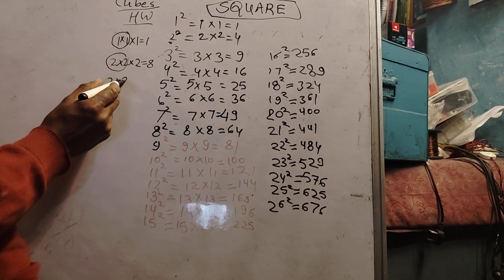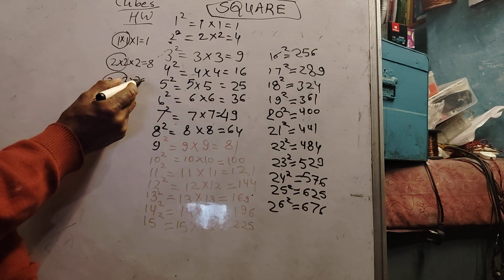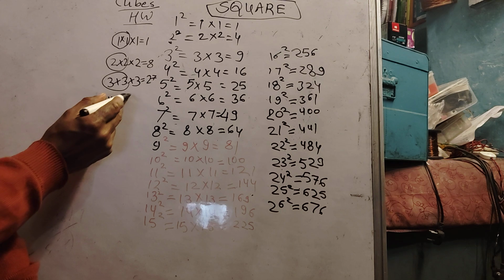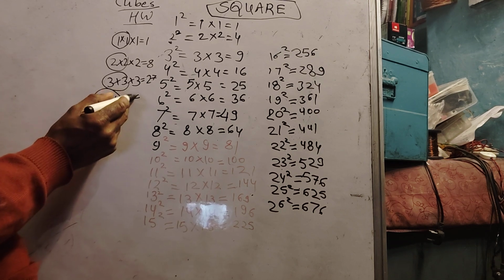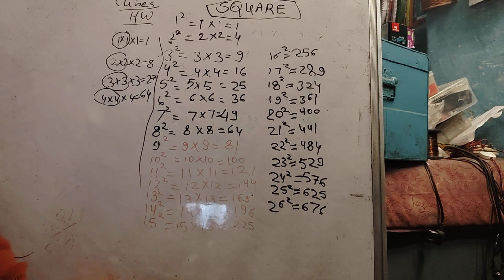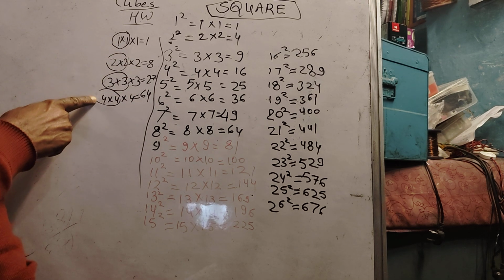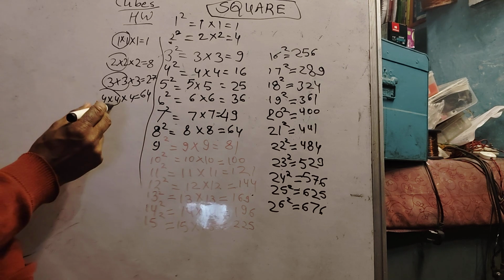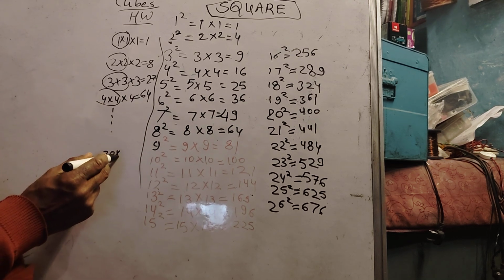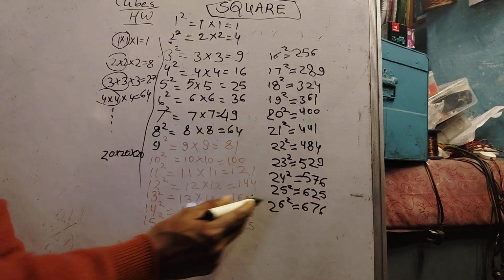Then 3 times 3 times 3. 3 3s are 9, that is the square, and into 3 is 27. Then 4 times 4 times 4. 4 4s are 16, 16 4s are 64. In this way, this is called cubes. So you will write this work also till 20. Okay, 1 to 20 cubes you can write, and you learn these squares till 26.